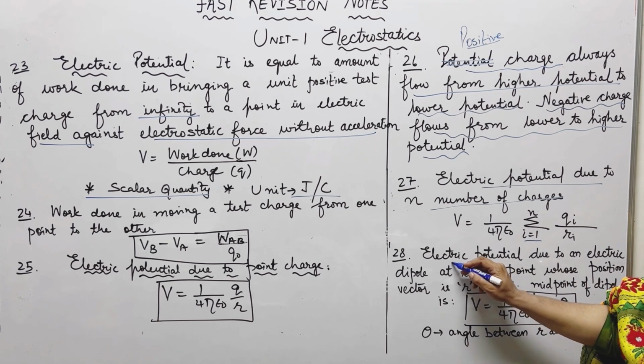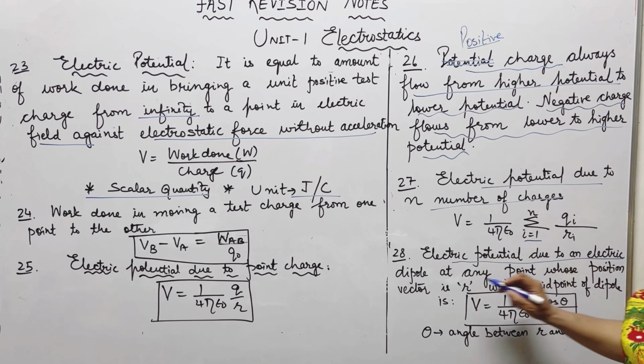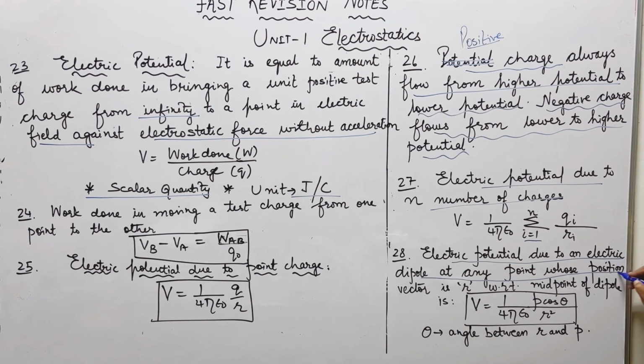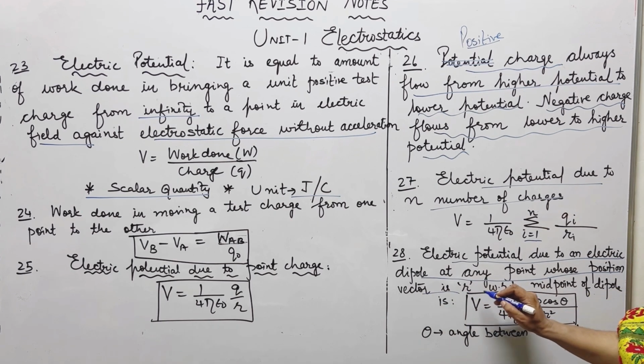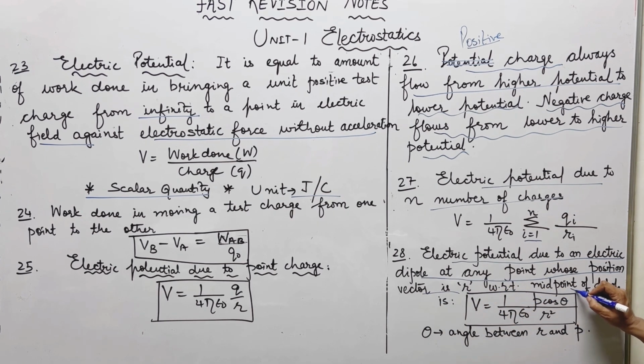Electric potential due to an electric dipole at any point whose position vector is r with respect to the midpoint of the dipole is given by 1 by 4 pi epsilon naught P cos theta over r square, where theta is the angle between the position vector r and the dipole moment P.